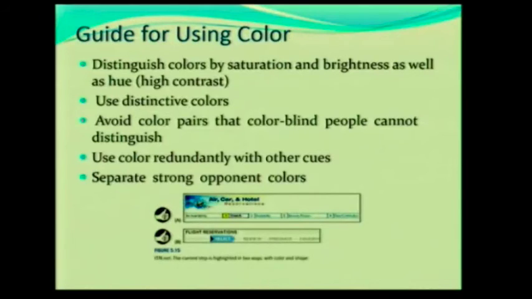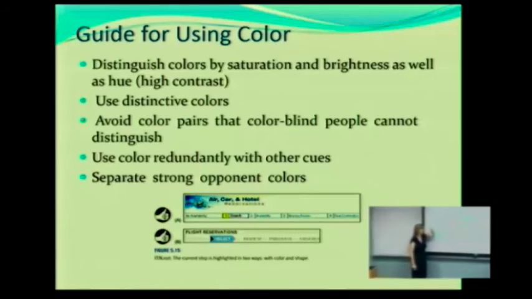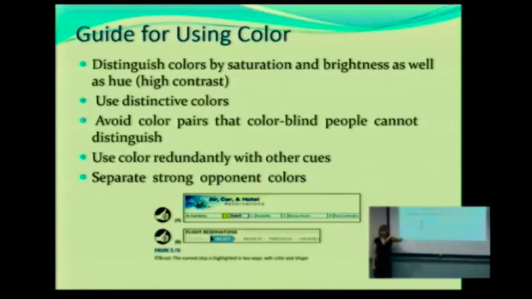So, I did include a quick guide for using color. I've already mentioned some of these things. We'll talk more about this later in the semester also. You want to distinguish colors by saturation and brightness as well as hue, high contrast. You want to use very distinctive colors. Don't just use all shades of one color. You also want to avoid color pairs that colorblind people cannot distinguish, such as red and green. And importantly, use color redundantly with other cues. And separate strong opponent colors.